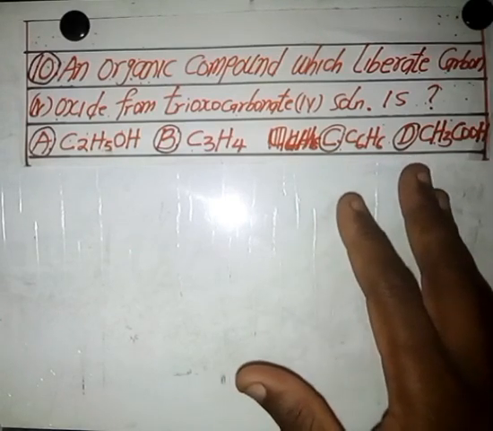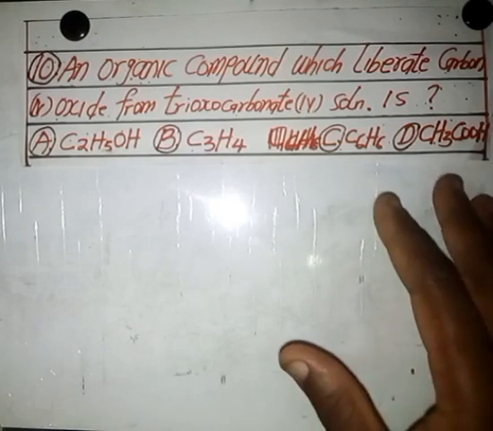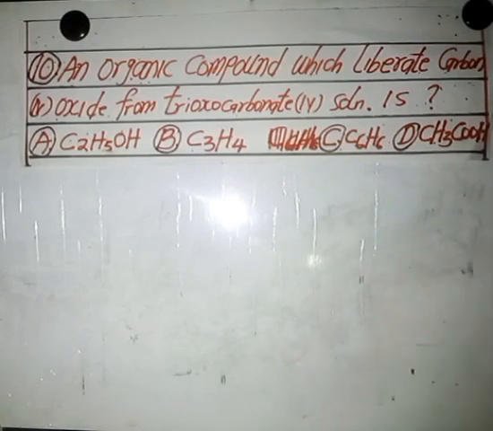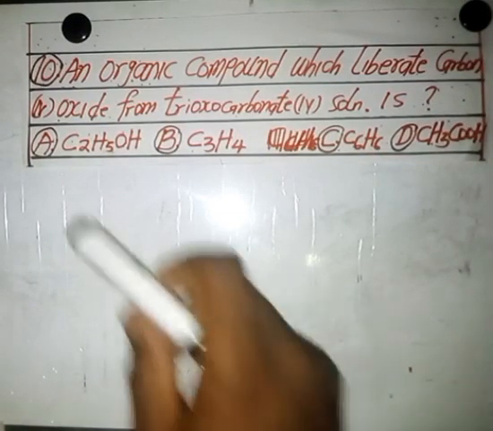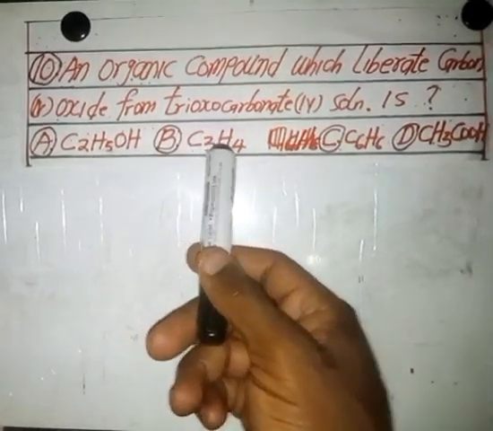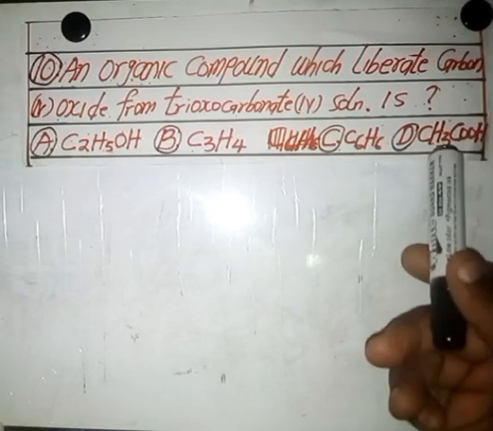Number 10. An organic compound which liberates carbon dioxide from trioxocarbonate(IV) solution is. Remember, one characteristic of acids is that when they react with trioxocarbonate(IV) solution, they liberate carbon dioxide. So in the options, you have to look for the one that is an acid. From this option, just find the one that is an acid. This is not an acid, this is not an acid, this is not an acid, this is an acid, this is ethanoic acid. So your answer is D.